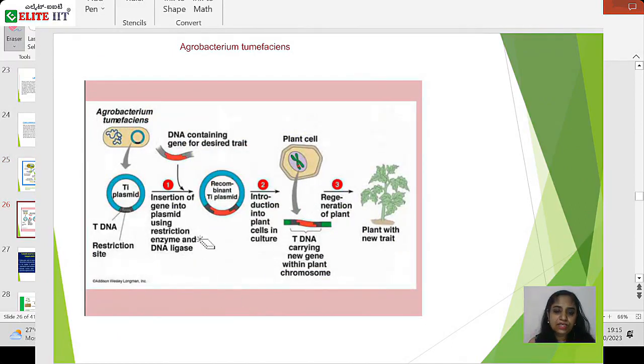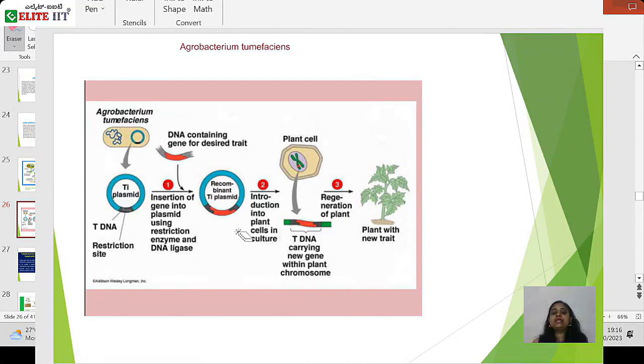And here also the same thing is given: Agrobacterium tumefaciens, Ti plasmid, tDNA present, restriction sites are there. Now insertion of the gene into the plasmid using restriction enzyme and DNA ligase. Okay, so the red part is the gene of interest. Do the restriction enzyme treatment for both the Ti plasmid as well as the DNA containing the gene of interest. The same restriction enzyme is given. Now there will be ligation, so we add the ligase enzyme, and you can get the recombinant Ti plasmid. Now next step, introduction into plant cells in culture.